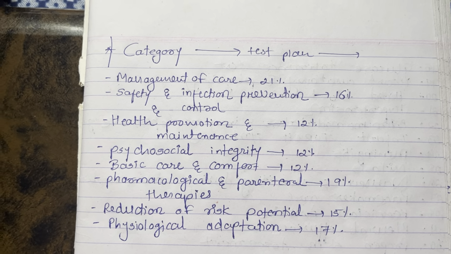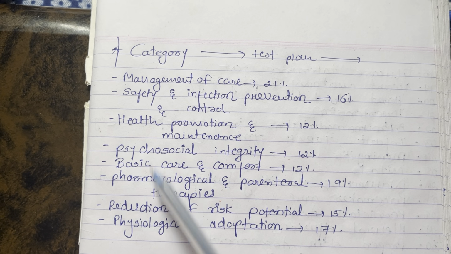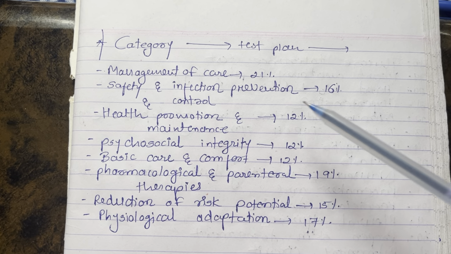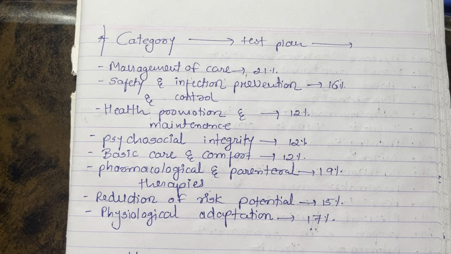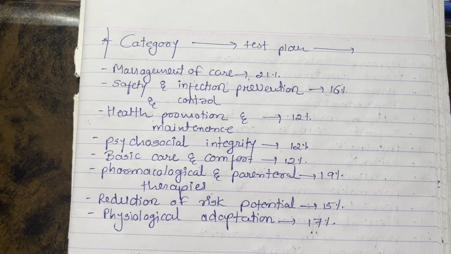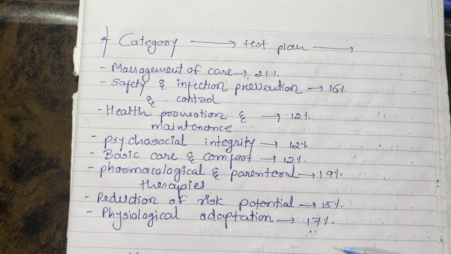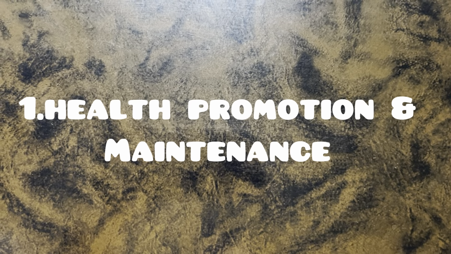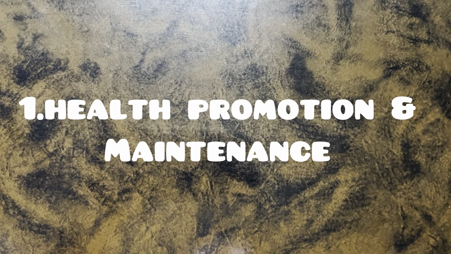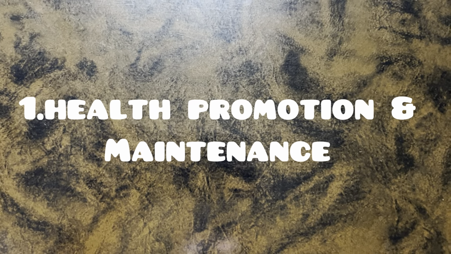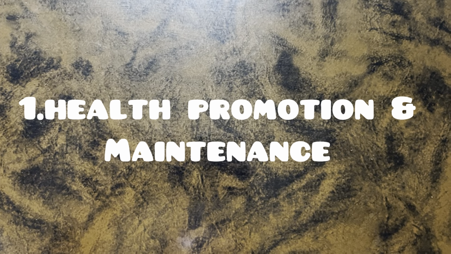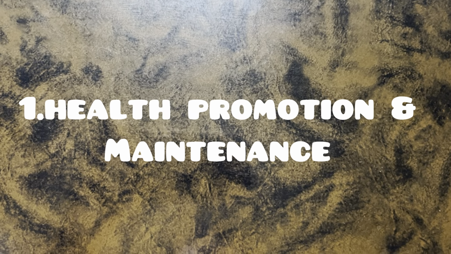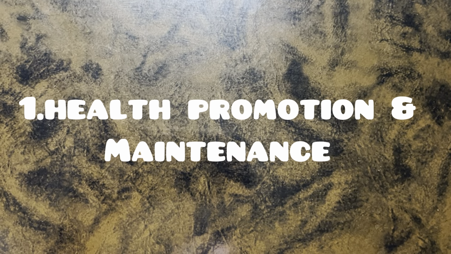So in the previous lecture I told you about all the categories of the NCLEX examination. In this lecture I will briefly explain all the topics and questions that are very important for these categories. The first one is health promotion and maintenance. Here I have a total of 33 topics that I will cover for this category.